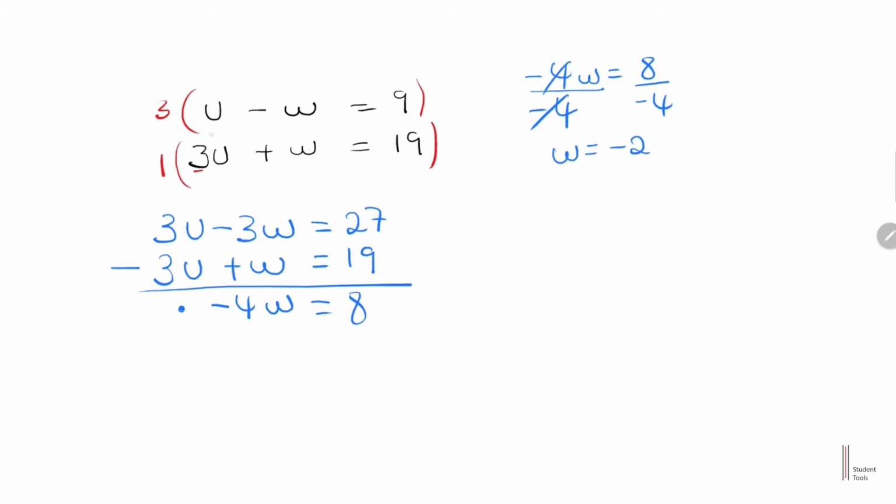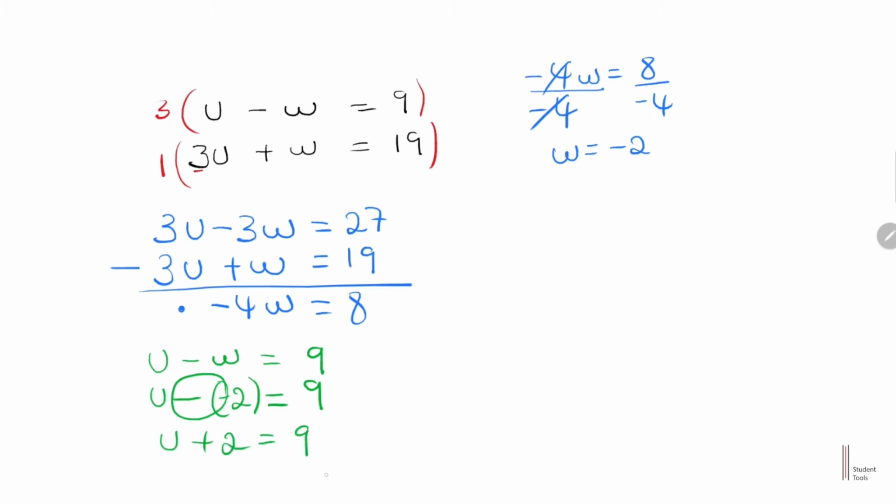What we don't have is the value of u. So we'll use the first equation to find the value of u. So the first equation was u minus w equal to 9. So now we know the value of w is negative 2. We will use that in this equation. So u minus w is equal to, we'll put that in brackets, negative 2, equal to a positive 9. So now u minus negative 2. So this actually changes to a plus. So u plus 2 is equal to 9.